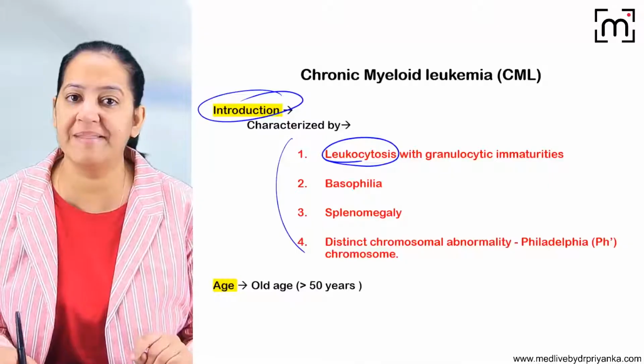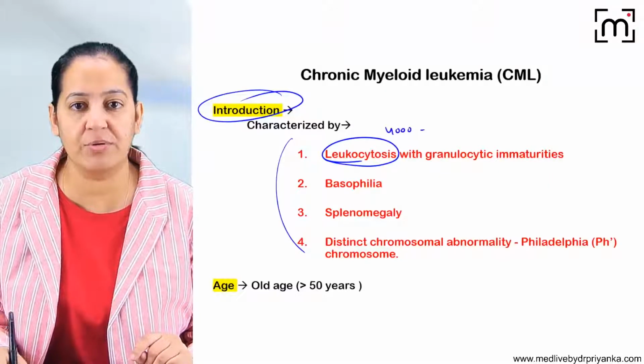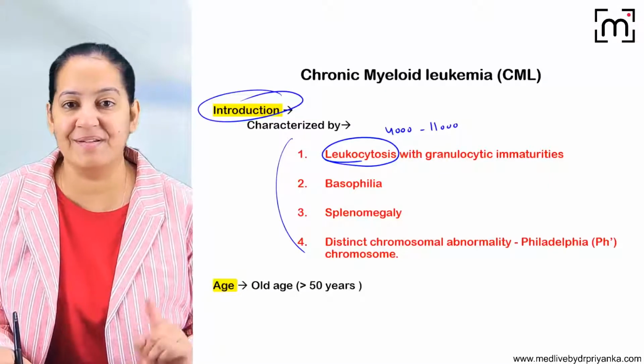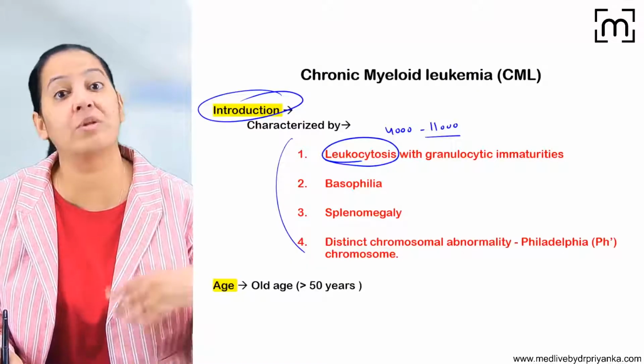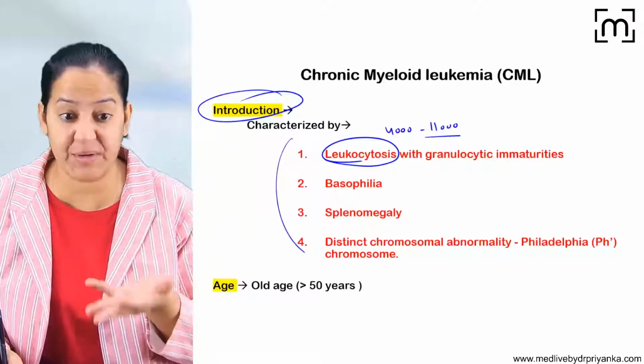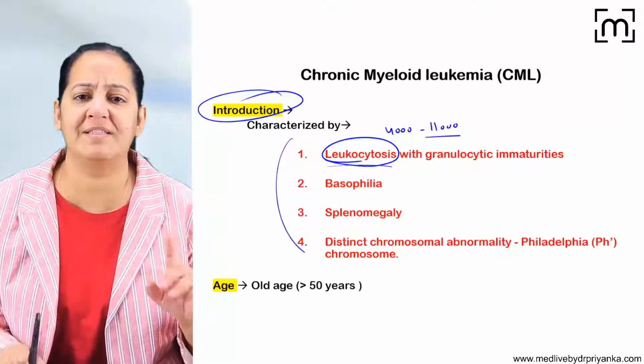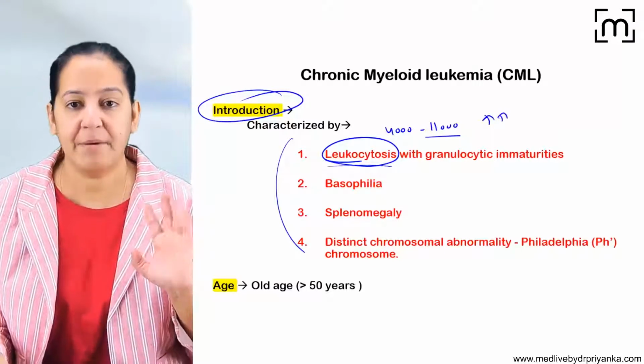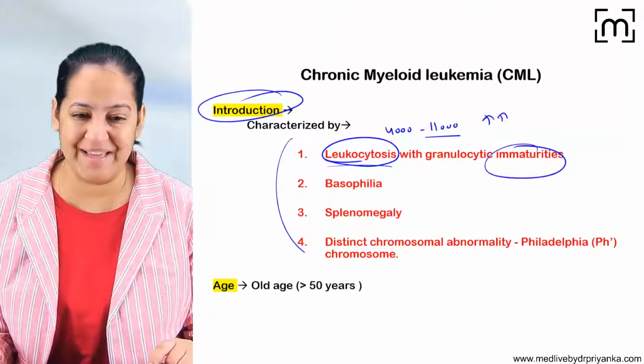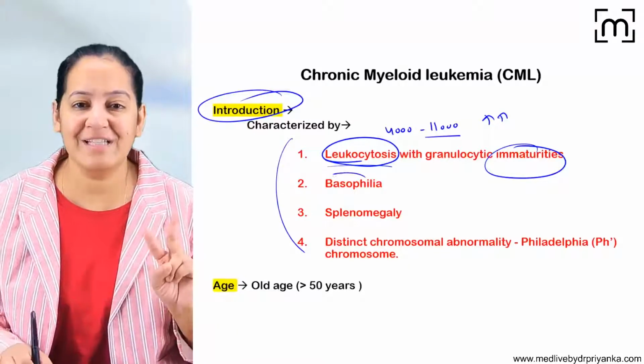What is the normal range of WBC? The normal range of WBC is 4,000 to 11,000. So here the person, instead of 11,000, has WBCs of more than 1 lakh, maybe 1 lakh, 2 lakh, 3 lakh. So there is a high degree of leukocytosis. That is, WBCs are extremely high, but most of them are immature ones, which are coming in the blood, not the mature ones.